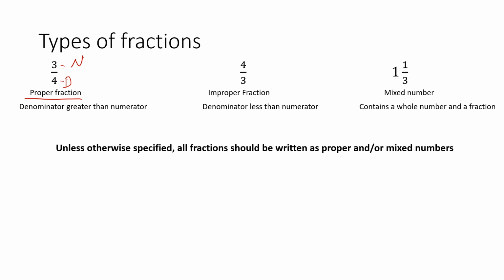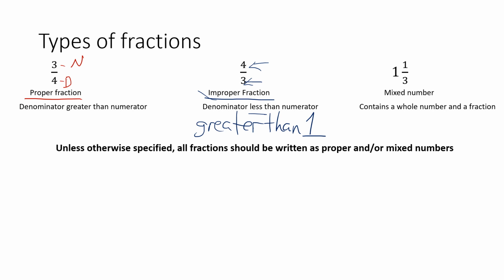Second type of fraction you can see is an improper fraction. That's what we have here. In an improper fraction, our denominator is less than the numerator. So you see here our denominator is 3, our numerator is 4. An improper fraction is always greater than 1. We've taken a fraction and a whole number and just written the whole thing as a fraction.